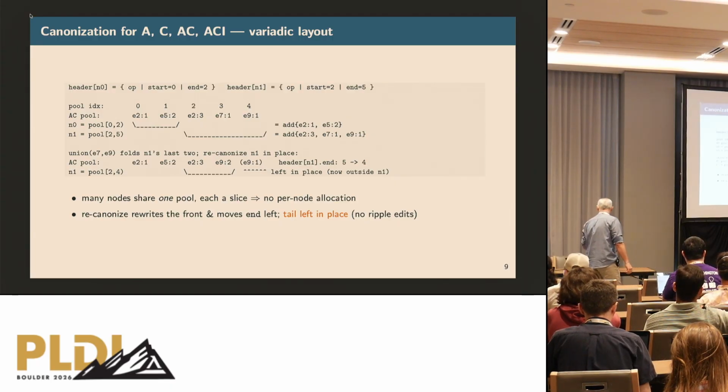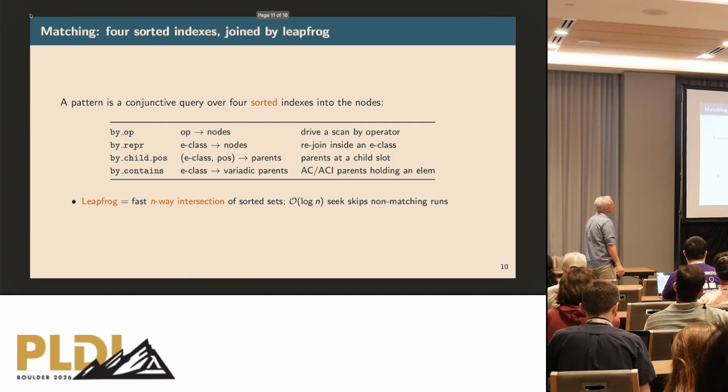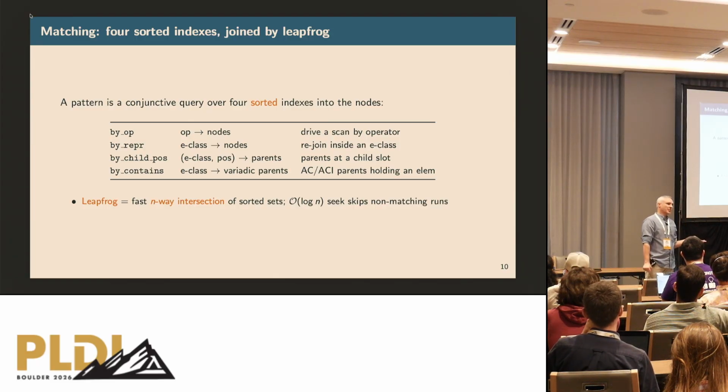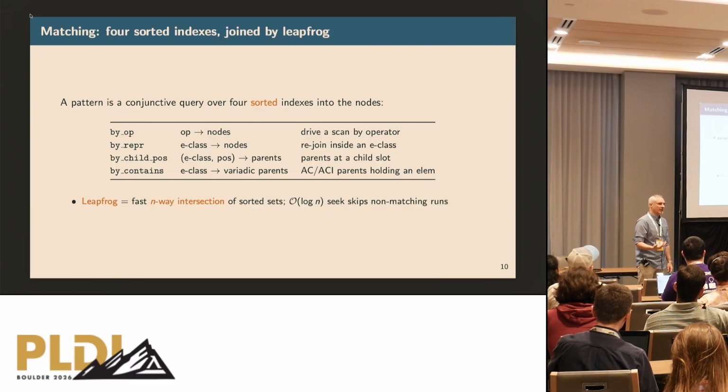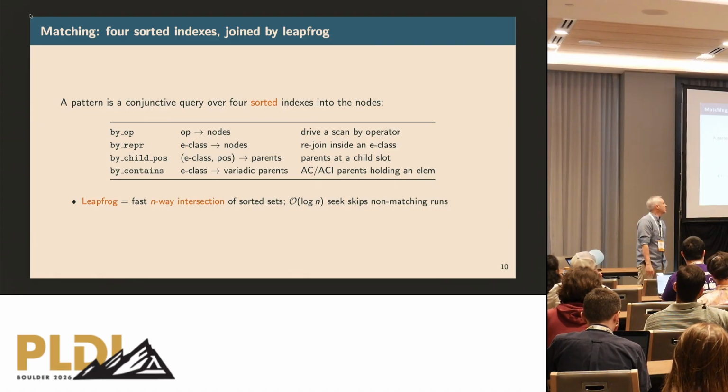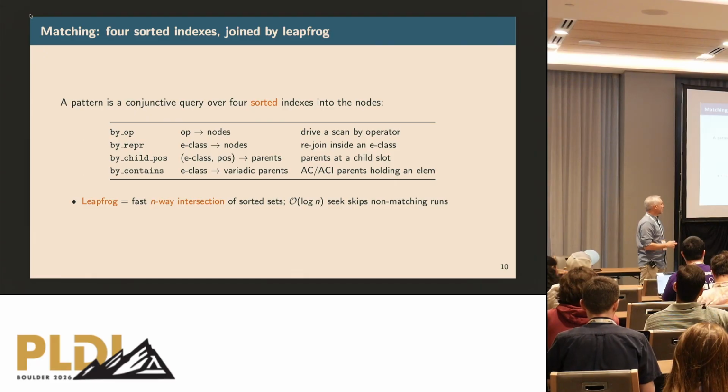All right, so now matching. Now we have these different sets of nodes with different representation invariants. And we want to have a homogeneous way of doing pattern matching on them, including AC canonized matching. So to do this, we used the Leapfrog approach that egglog introduced. And basically, every round of saturation, we build 4 indexes of nodes. One of them is the by-op index. So given an operator, give me all the nodes that have this operator as operator.